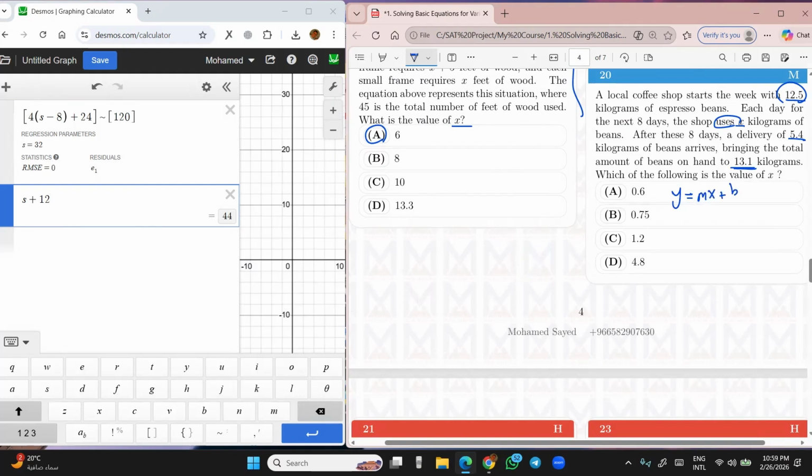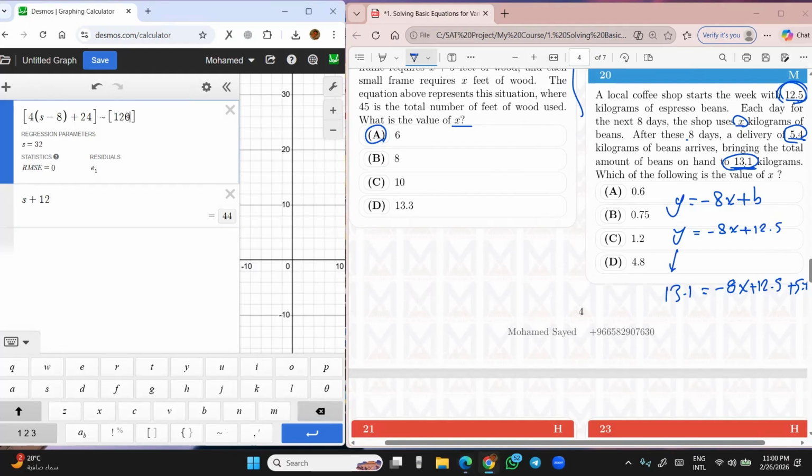But the m is negative because we use what here? If you look at this question, we used x kilograms for 8 days, which means y equals negative 8x and then plus b. And b is the starting amount. So y is equal to negative 8x plus 12.5. But then the delivery came with 5.4 kilograms of beans, which should be added here. And the total will be 13.1. So the total is y, 13.1, equals negative 8x plus 12.5, and then plus 5.4. That's how to write the equation.